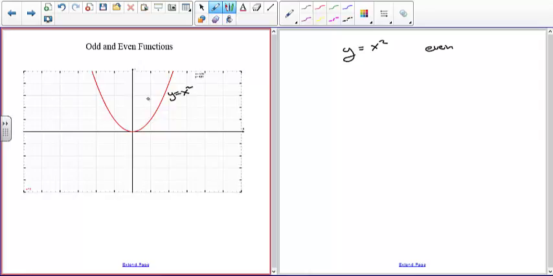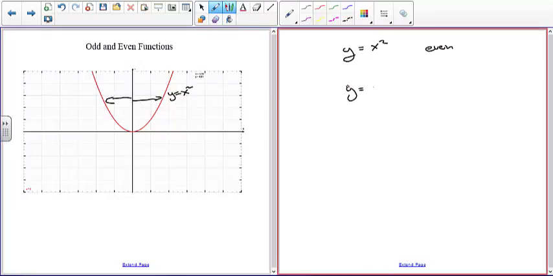And the thing about an even function is that it's symmetric around the y-axis, or around some axis. In this case, it is the y-axis. But if you had y equals x squared plus 4x minus 7, that's still an even function, because we look at the exponent of the highest term in the polynomial.